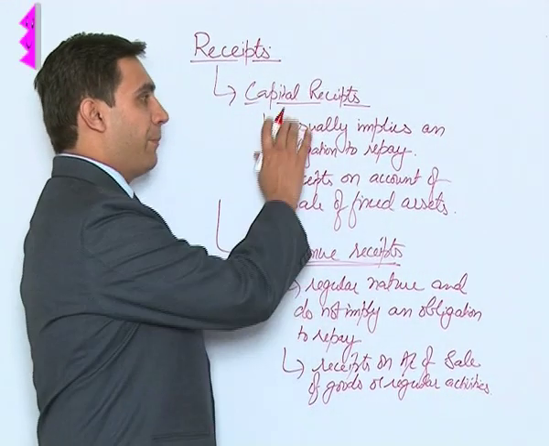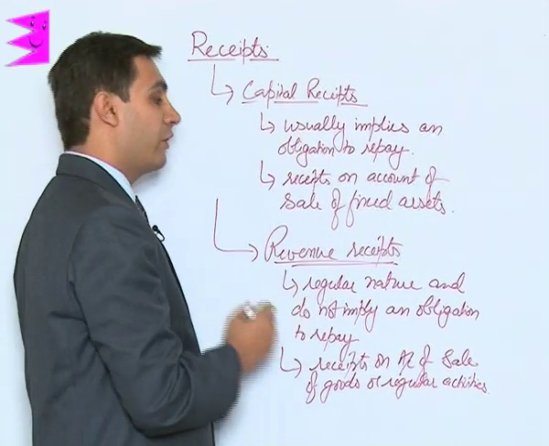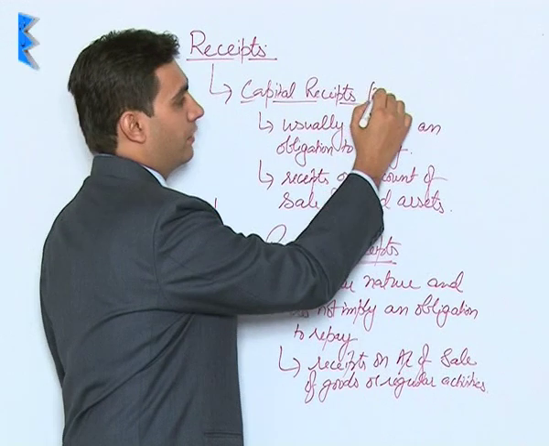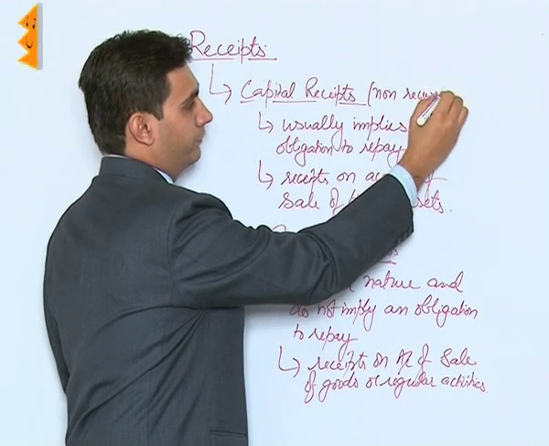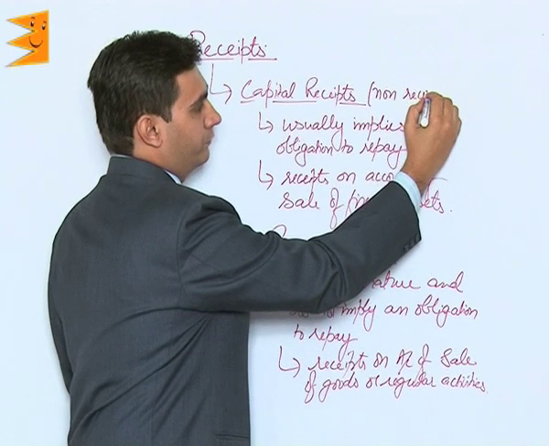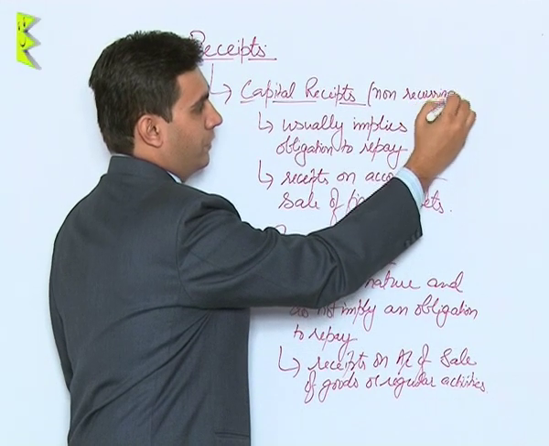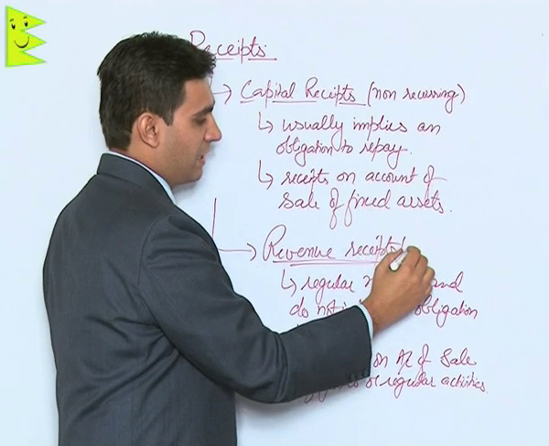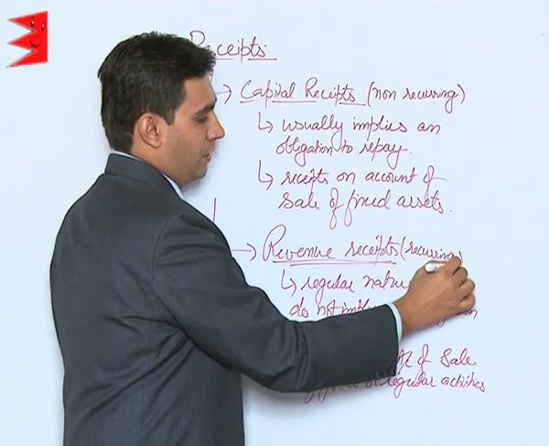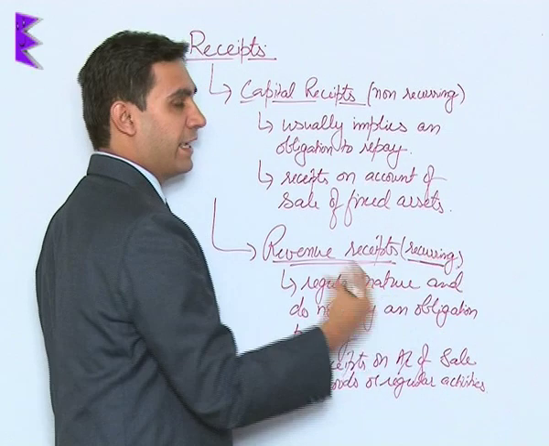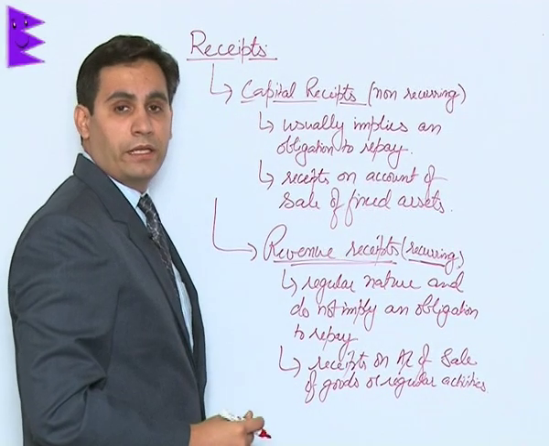Remember students, capital receipts are of non-recurring nature. I'll write it here, it is non-recurring. Whereas revenue receipts are recurring. They are part of regular activity, hence keep on reoccurring in the business.